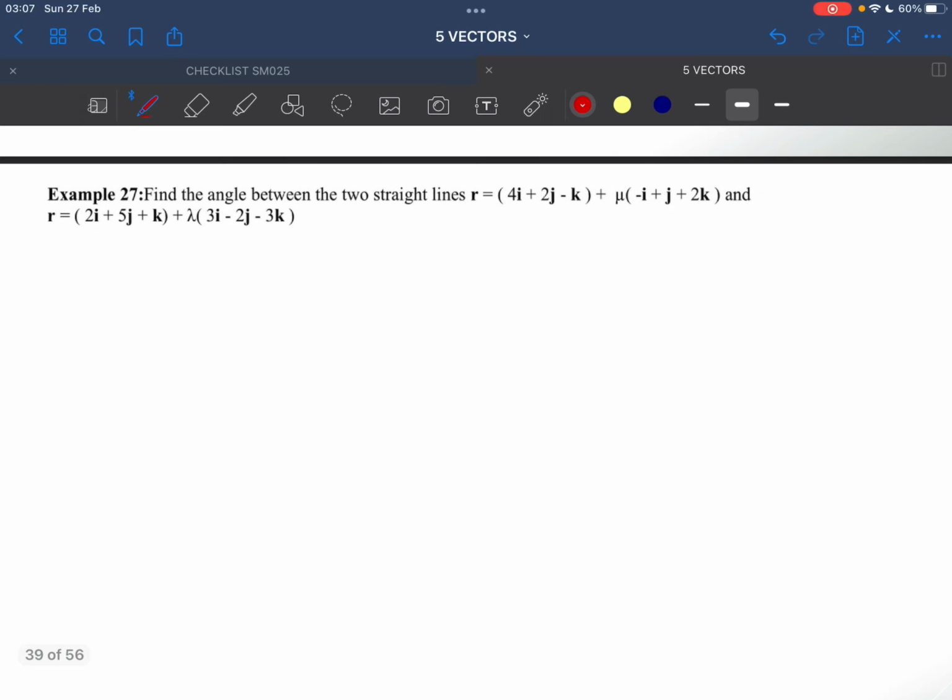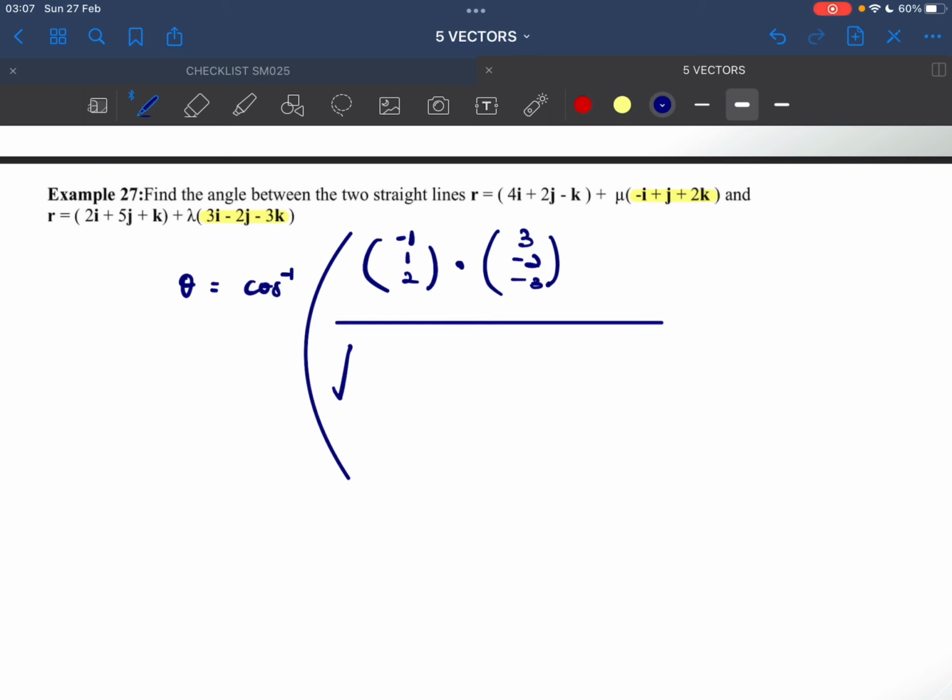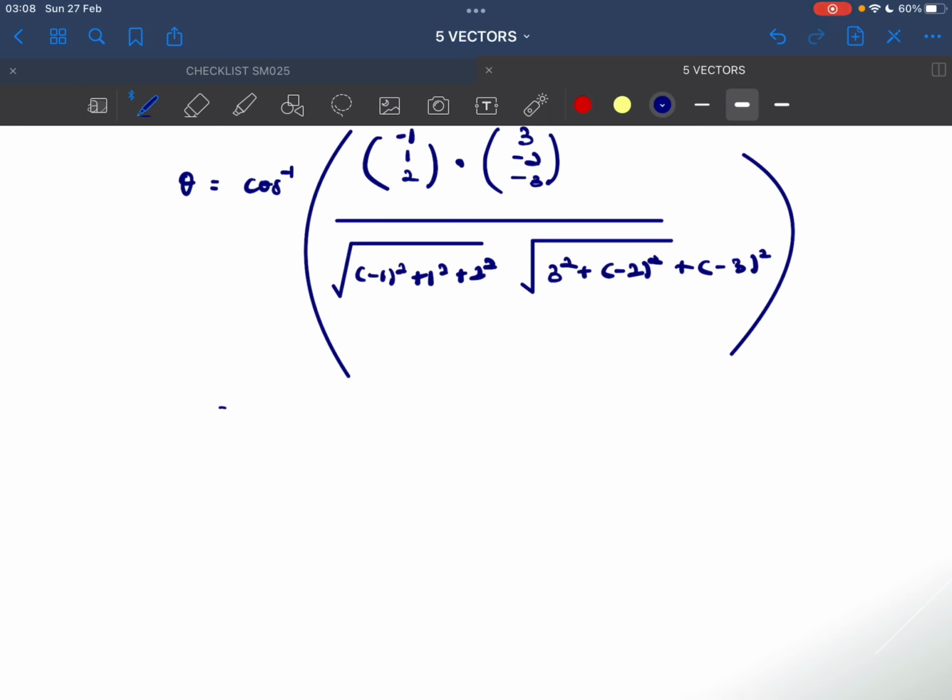So let's try one more example here. Find the angle between two straight lines. This is exactly the same thing. So we have theta equals inverse cos. Now let's put everything inside here, the dot product. From line 1 this is your v1, from line 2 this is your v2. So we have (-1, 1, 2) dot with (3, -2, -3) divided by the magnitude, square root of negative 1 squared plus 1 squared plus 2 squared, and here 3 squared plus negative 2 squared plus negative 3 squared. So here you should have inverse cos of negative 11 over square root 6 times square root 22, and you have the final answer 163.22.